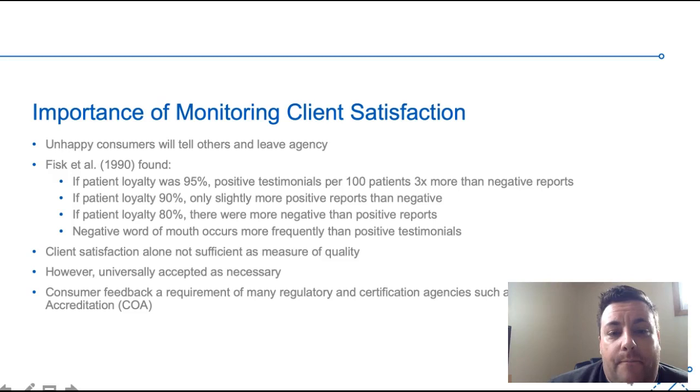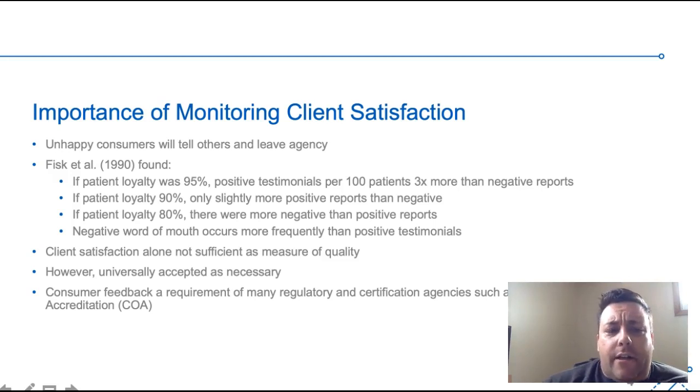On the other hand, if it's a good agency, clients don't tend to report that to other people, or they tend to report it less frequently to others. And then, of course, the consequence of that is that the agency's reputation doesn't necessarily improve, or word of a good reputation doesn't necessarily spread.